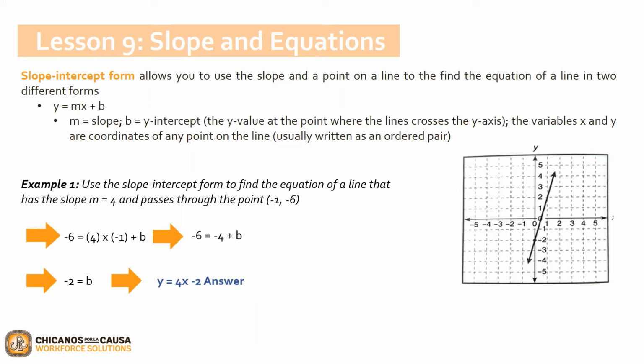So essentially the last piece that we were looking for was just that b. Therefore, y equals 4x minus 2 is going to be the equation of the line that's already on the grid.